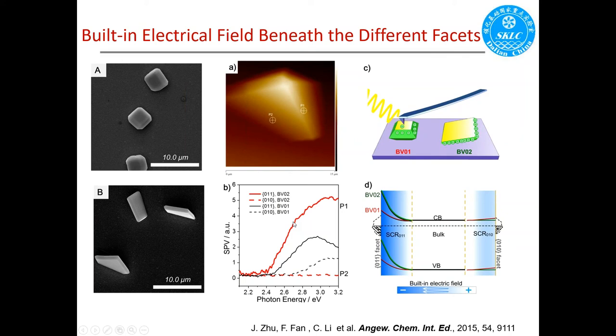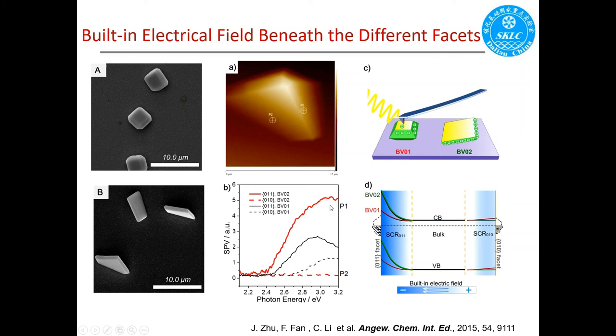So this technique directly tells you that for single crystal semiconductors, the strength of the built-in electrical field is quite different. Sometimes it can be increased 70 times. That's the reason why you see the anisotropic charge separations. Actually at that time, we did not understand why, when you make thinner particles, the SPV signal is quite big. It can increase up to 70 times.